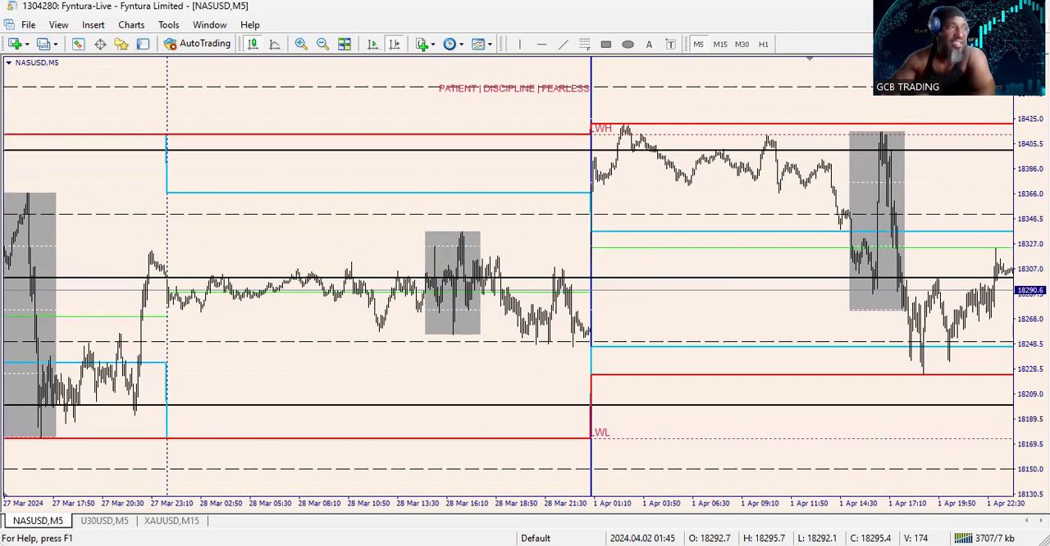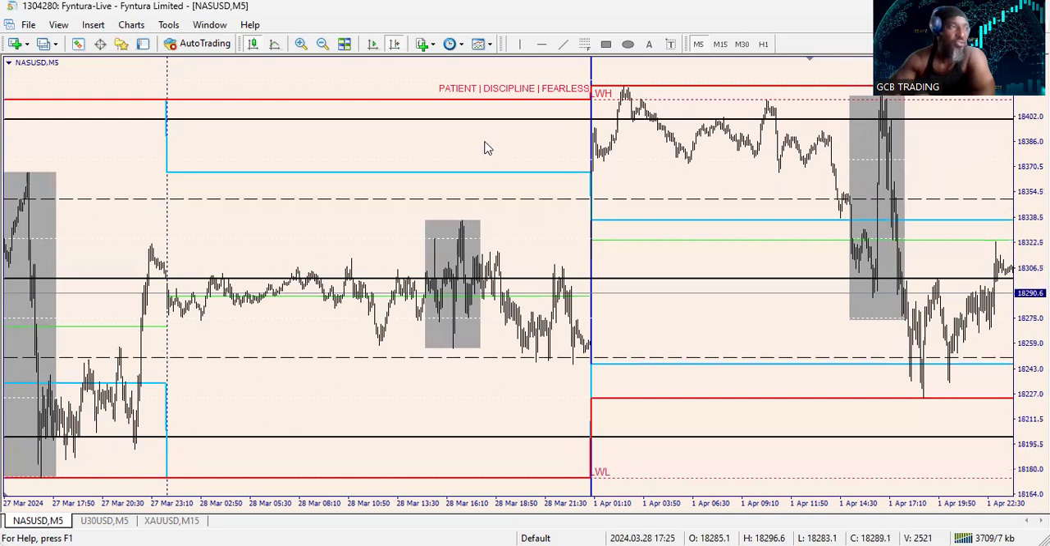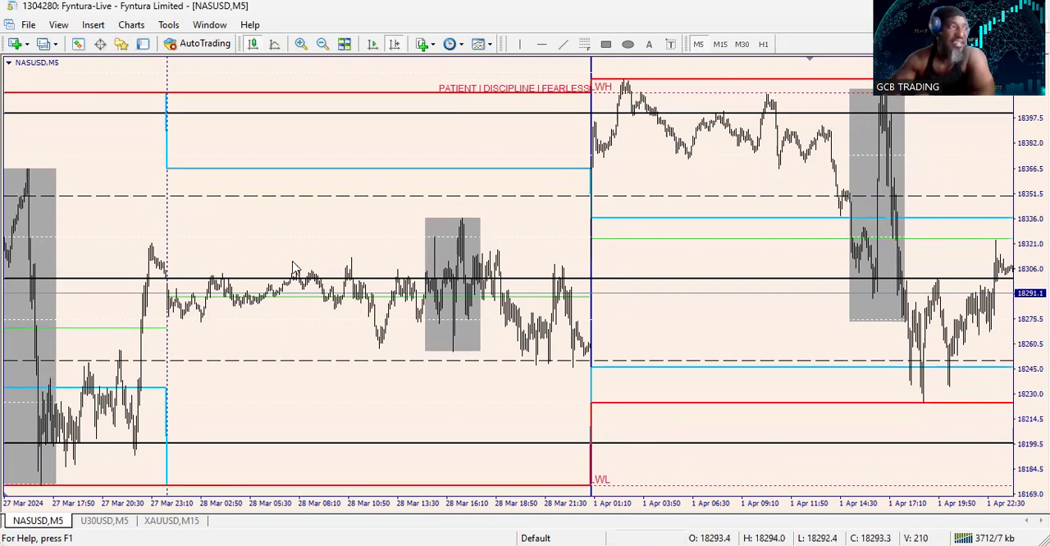Price closed inside of those, so it did not break out of this high or this low. That's closing as an inside day. That is a signal day. That gives me an opportunity to look at the NAS100. I have a signal day.